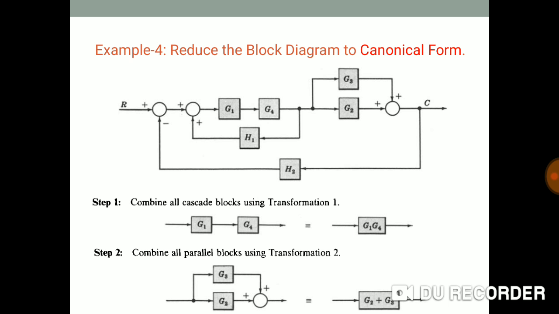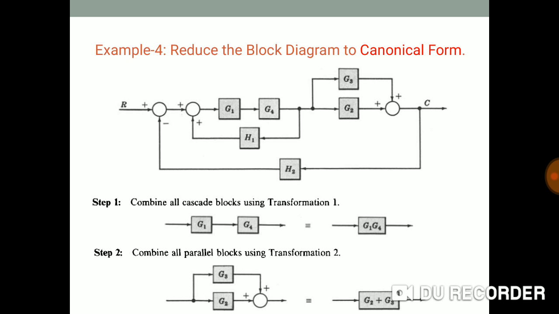First step is to combine all cascade blocks using transformation rule number 1. We have discussed a rule for a block diagram that if two blocks are in series, we have to take the product of them. So here G1 and G4 are in series. There we are going to take the product of the blocks G1 and G4.